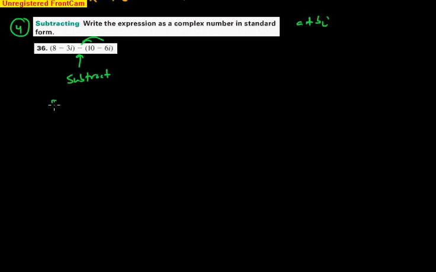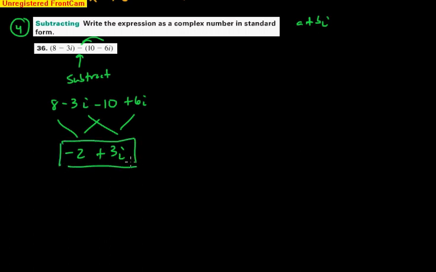So the first parenthesis remains the same, 8 minus 3i. But in the second parenthesis, the 10 becomes negative, and the -6i becomes positive. The signs switch with that subtraction sign. Now we just combine the real parts. 8 minus 10 is -2, and -3i plus 6i is positive 3i. So 8 minus 10 is -2, -3 plus 6 is positive 3, and the i comes along.